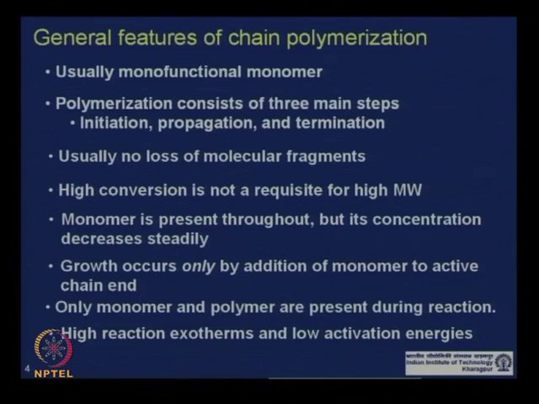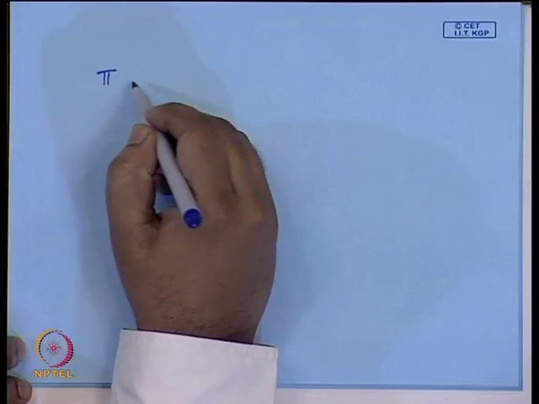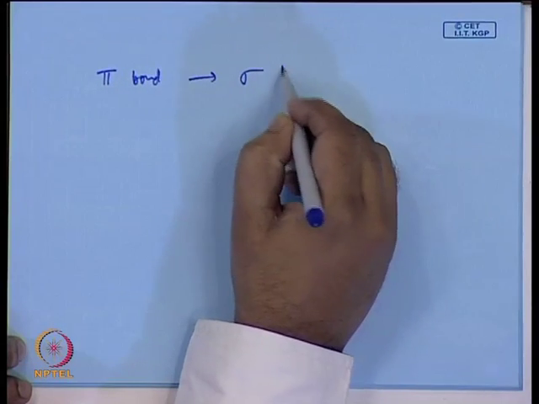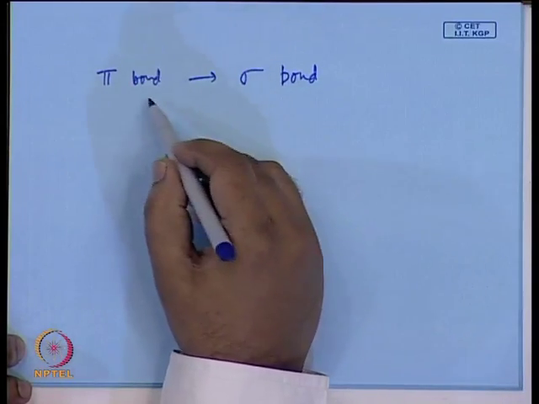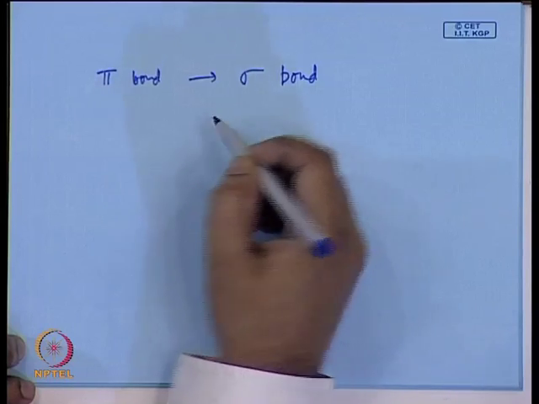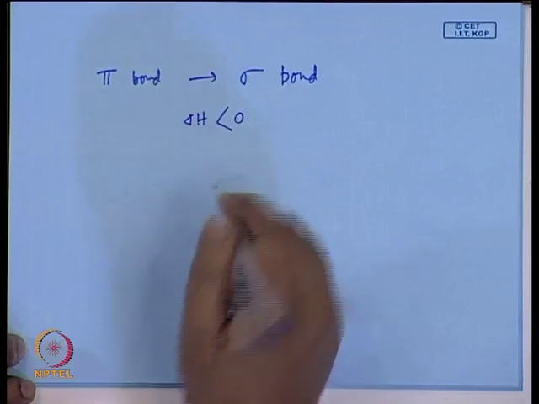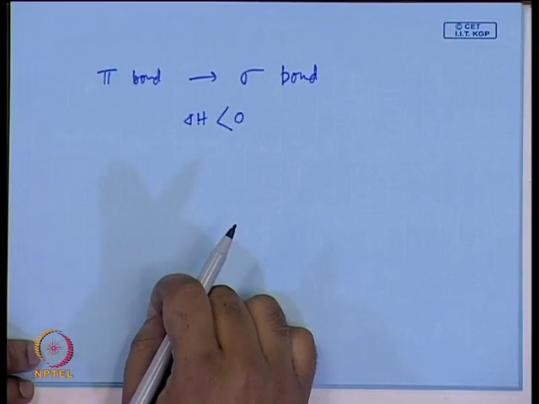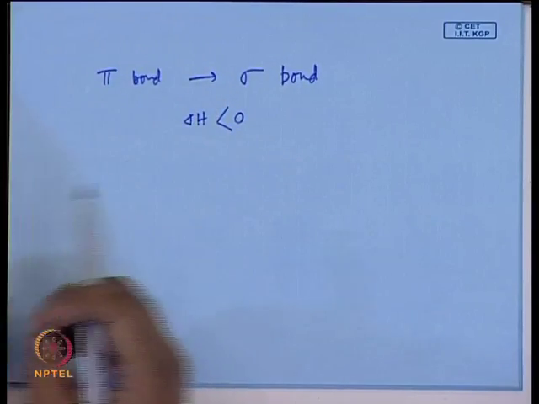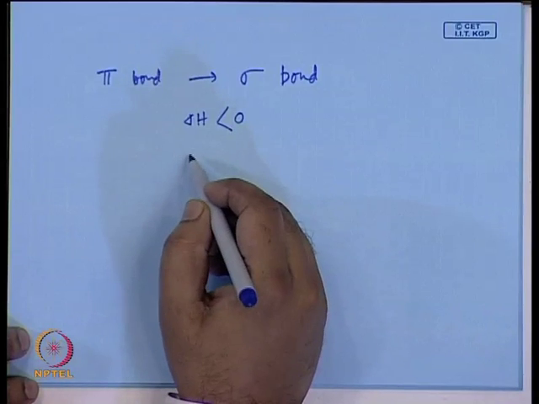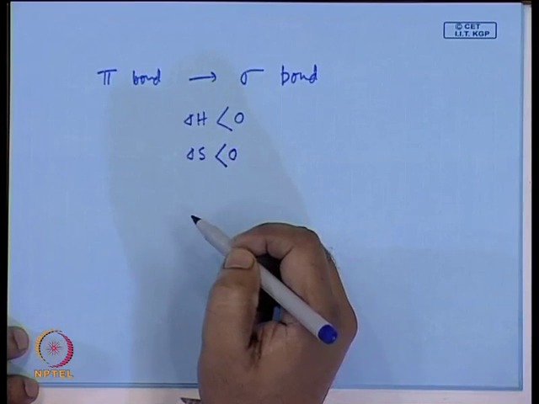And if you think a little more about the mechanism of this chain polymerization, typically a pi bond is converted to a sigma bond, starting from a double bond. Now, this reaction definitely has an exothermic nature. And we can also imagine that when the monomers add on to form high molecular weight polymers, the translational entropy decreases. So, in this case the entropy change is also lower.